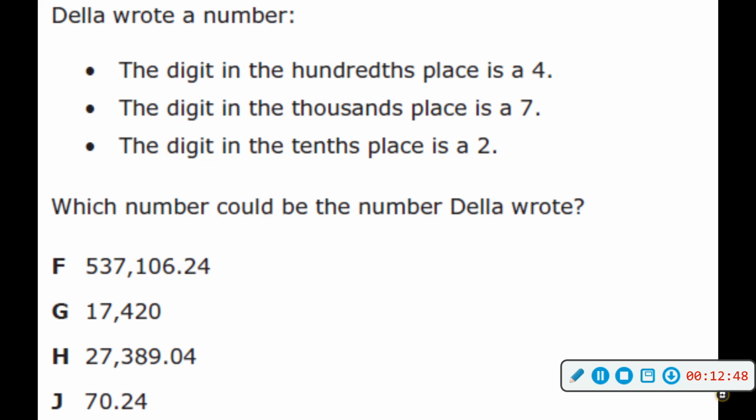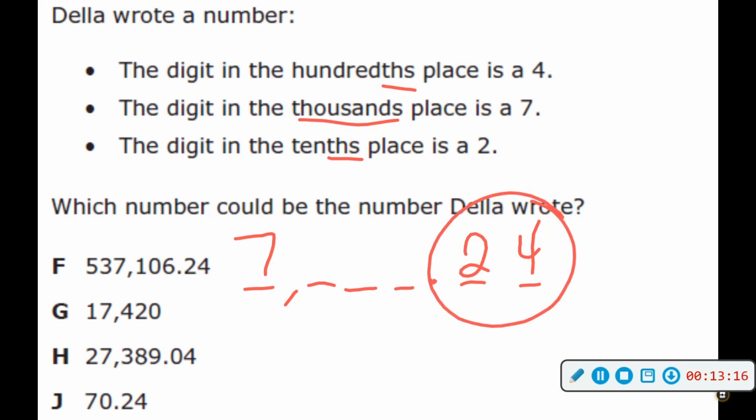Della wrote a number, and there's that number, just like we did previously. I know that it's in the hundredths and tenths, which means both decimal places will be filled out, and it goes to the thousands. Ones, tens, hundreds, thousands. So the hundredths place is going to occupy a 4, the tenths place is a 2, and the 7 is in the thousands. I just have to look and see, do I have 24 hundredths?